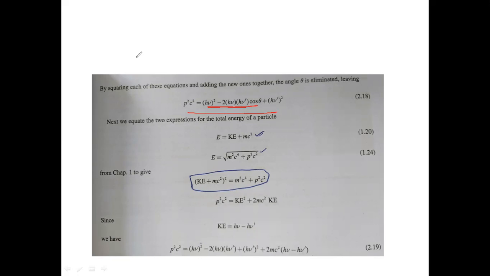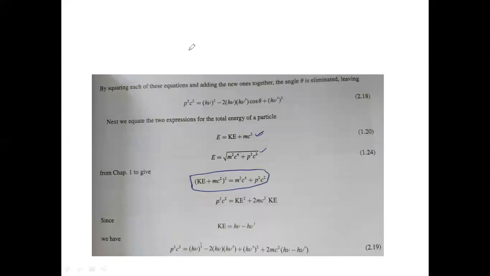Next, we equate these two expressions for the total energy of the particle. The total energy will be kinetic energy plus mc square. So by rearranging it, we get E is equal to under root of m square c to the power 4 plus p square c square. From the previous chapters, we know that kinetic energy plus mc square whole square gives this, or we can find it from here only. And from here we can find the value of p square c square. This value is quite important.